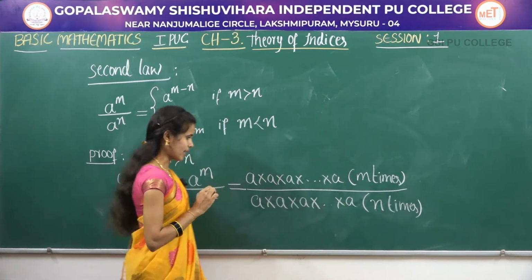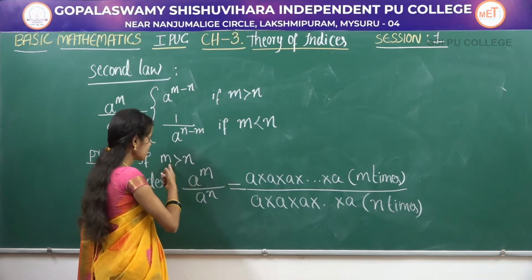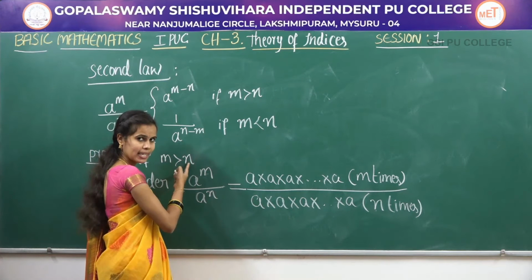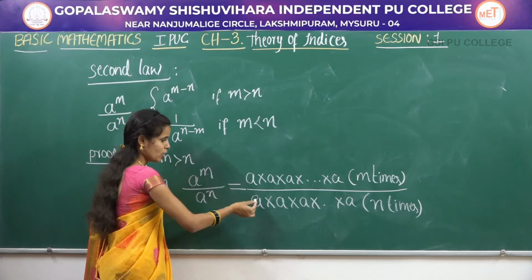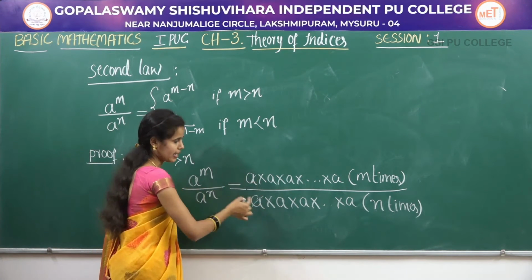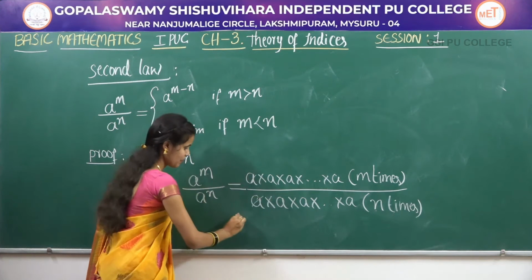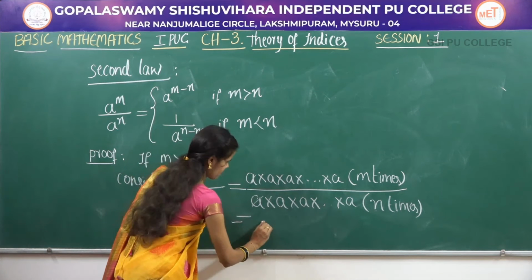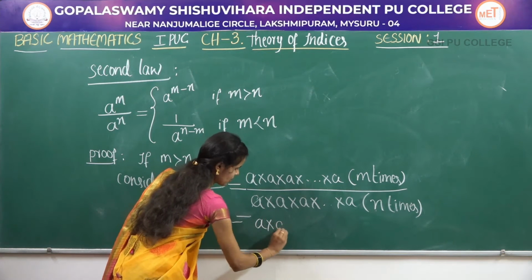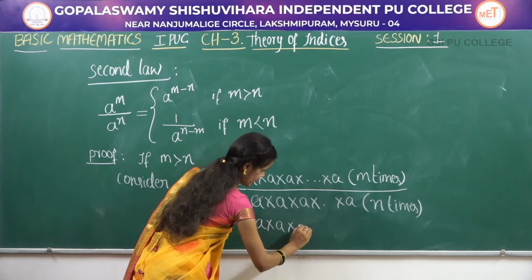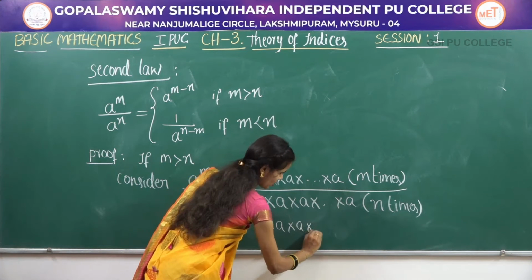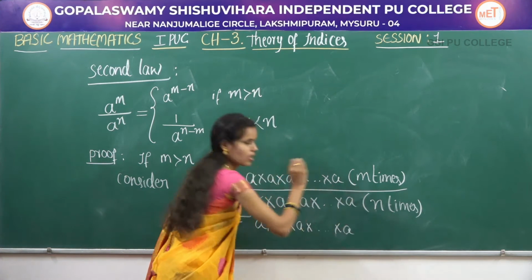Here, given m is greater than n, so the a's get cancelled. How many times? n times get cancelled, remaining a into a in the numerator. a up to a, how many times?